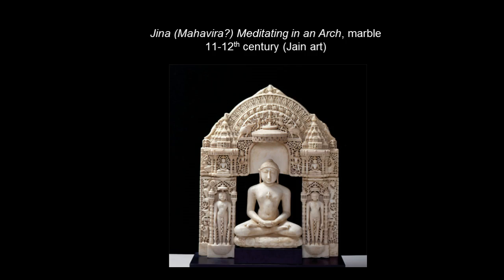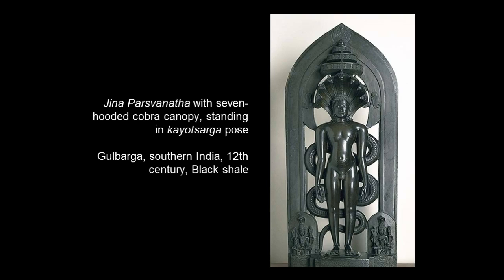Followers are encouraged to meditate for extended periods of time and are often shown in the lotus position or a standing position known as Kayotsarga, which you can see here. Both poses can be seen in these images. Here's the Kayotsarga pose, a standing pose. Jains, or Jinas, are believed to have followed an austere form of asceticism, a lifestyle which is imitated by some devoted Jainists.